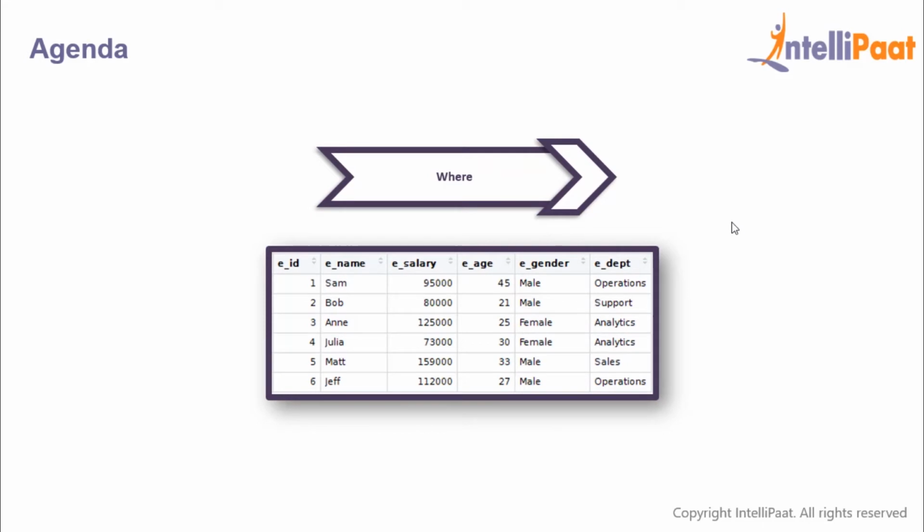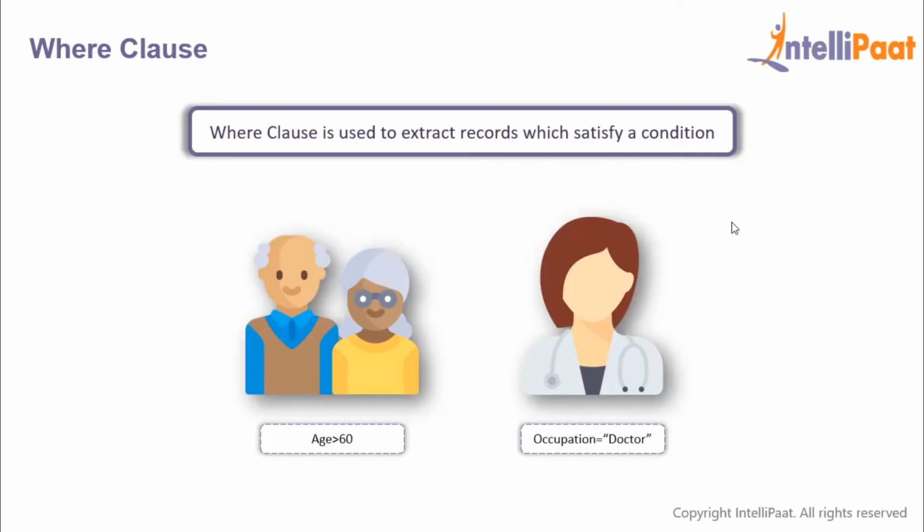In this session, we'll be working with the where clause to filter records. The where clause is used to extract only those records that fulfill a specified condition. For example, we'd want to extract those records where the age of the person is more than 60, or filter out those records where the occupation of the person is doctor.